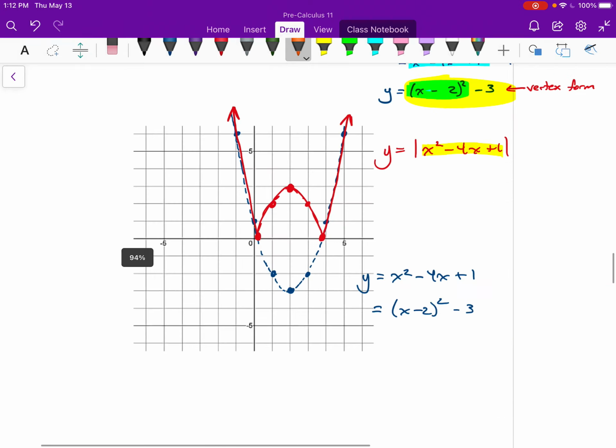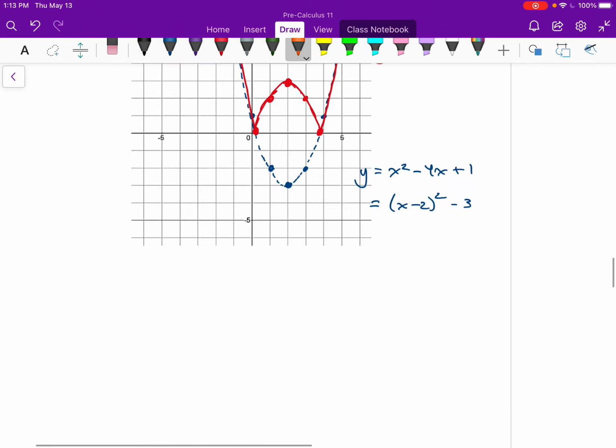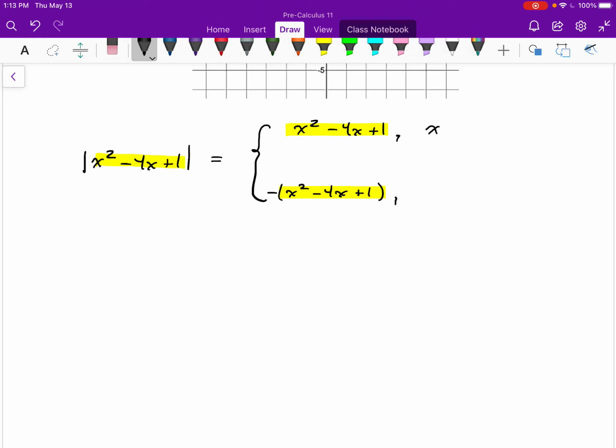And so, same idea for this one. I need to put this into piecewise form. And so I'll get the same setup, although this will be harder. But I'll say the absolute value of x squared, I'll write it in standard form here. And so again, my two pieces will be very similar to one another. One is in which x squared minus 4x plus 1 is not changed at all. One is in which it's all made to be negative, or the sign is changed. And again, we look at the first piece when x squared minus 4x plus 1 is greater than or equal to 0. We look at the second piece when x squared minus 4x plus 1 is less than 0.